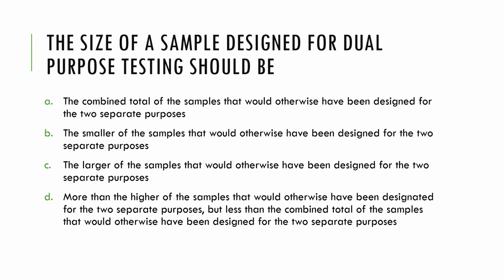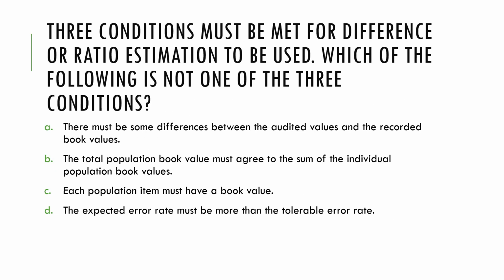And so in this case, the auditor would choose the larger of the samples. So even if test of controls would have only required 10 and substantive testing would have required 50, when performing a dual purpose test, we take the 50 as the sample size. We choose the larger of the two samples. This is our way of erring on the side of caution. So Charlie for this question.